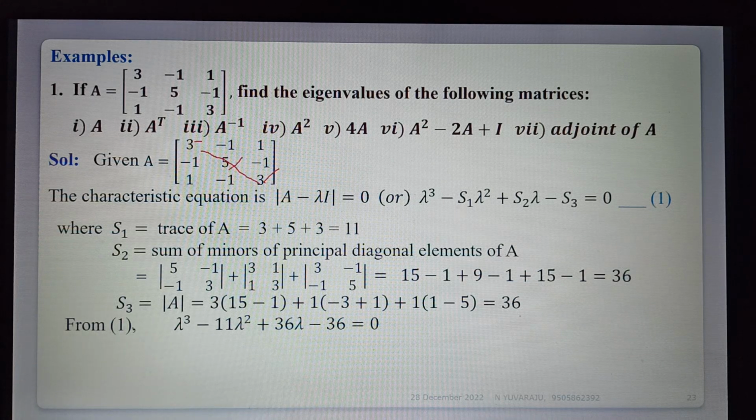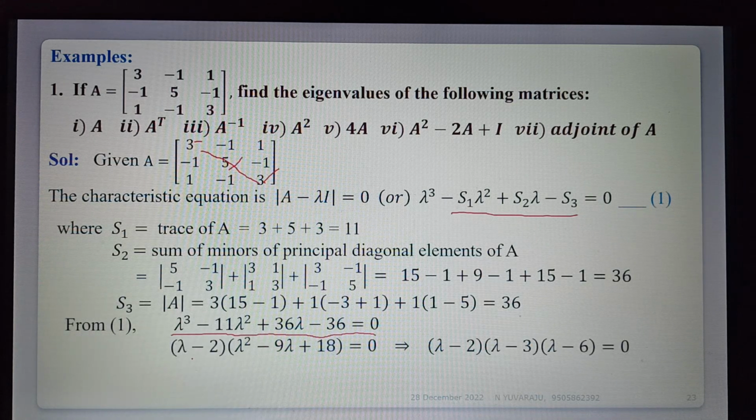Substituting S1, S2, S3 into the equation, we get lambda cube minus 11 lambda square plus 36 lambda minus 36 is equal to 0. By the inspection method, substituting, clearly lambda equal to 1 is one of the roots. Dividing the remaining by lambda minus 1, we get the quadratic equation lambda square minus 9 lambda plus 18 is equal to 0. By factorization, lambda minus 2 into lambda minus 3 into lambda minus 6 is equal to 0. Therefore lambda is equal to 2, 3, 6. These are the eigenvalues of the given matrix A.